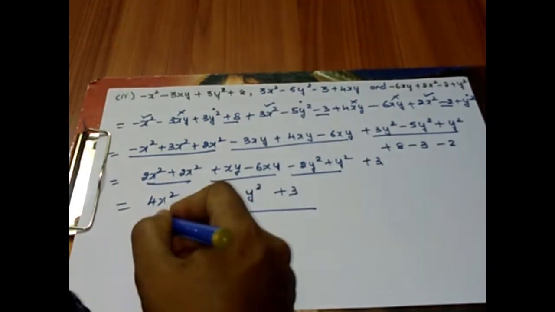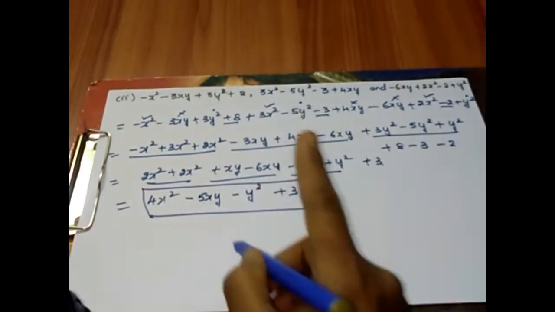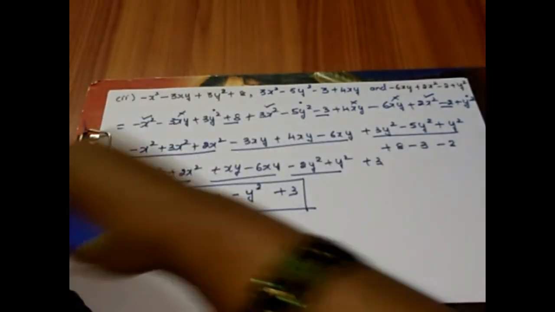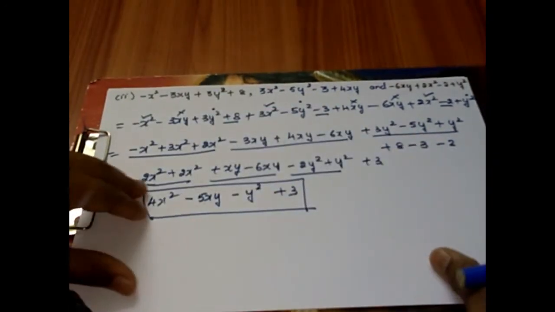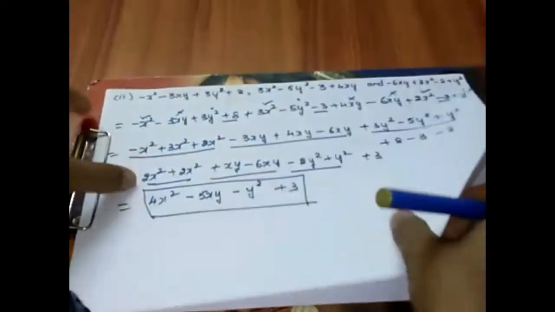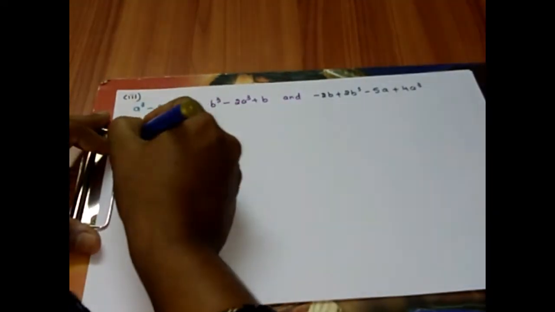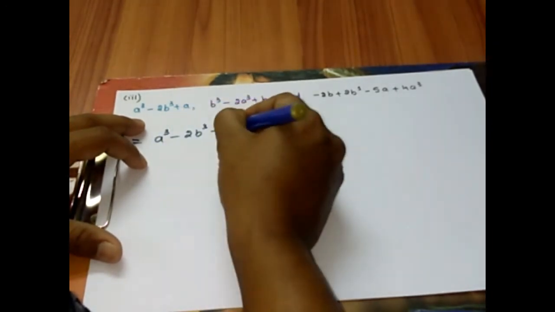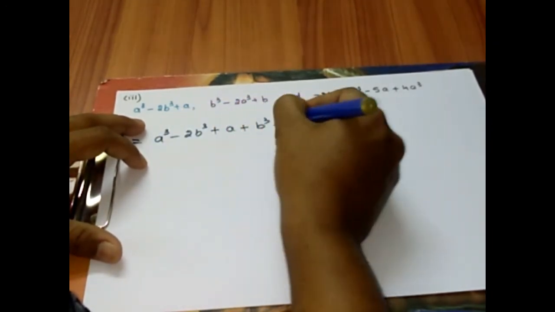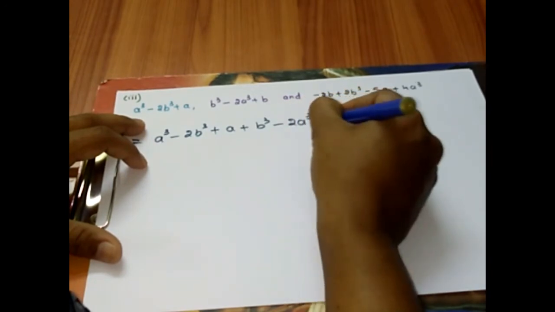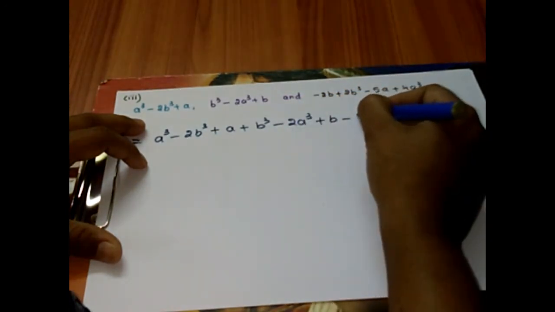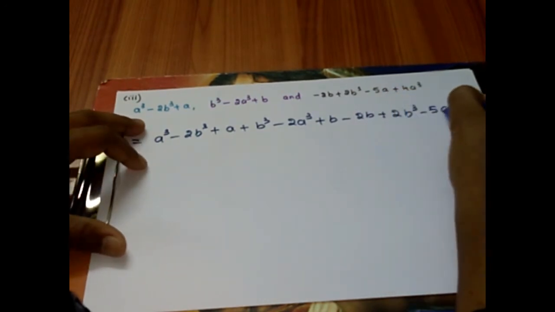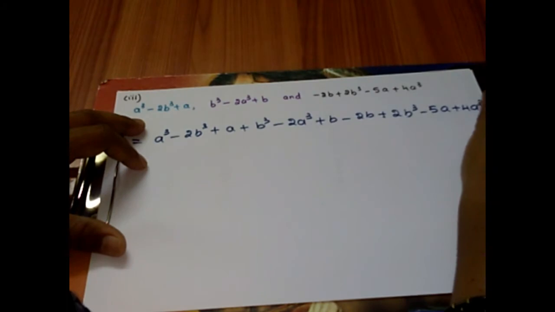So for all the problems, before you write the solution, think, decide and write, then the problem seems to be very simple. Let me move on to the third question. Again rewrite it with plus sign. A cube minus 2b cube plus a plus b cube minus 2a cube plus b minus 2b plus 2b cube minus 5a plus 4a cube.